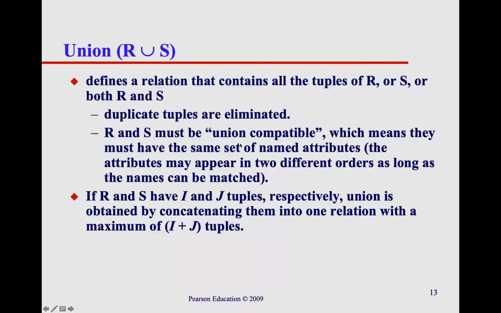Union is just indicated as R union S. Duplicated tuples are eliminated and they must be union compatible. We've already talked about what that means: the same number of columns, and for each column the same domain. The column names, however, do not have to match. Just the column domains have to match.